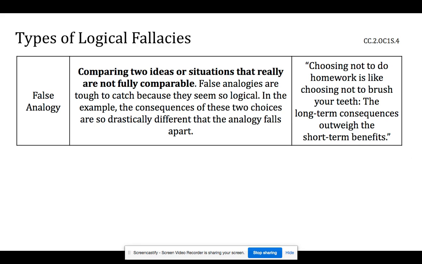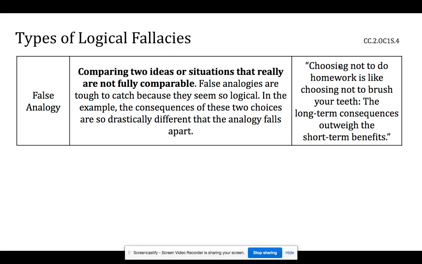Next, we have a false analogy. This is a fun one and one that we see all the time. My father-in-law did a false analogy today, and I tried to remember what it was, but I cannot remember. If I think of it, I'll put it on Google Classroom. But you're comparing two ideas or situations that really are not fully comparable. These can be really tough because they seem really logical, but the consequences end up being so drastically different that the analogy kind of falls apart.